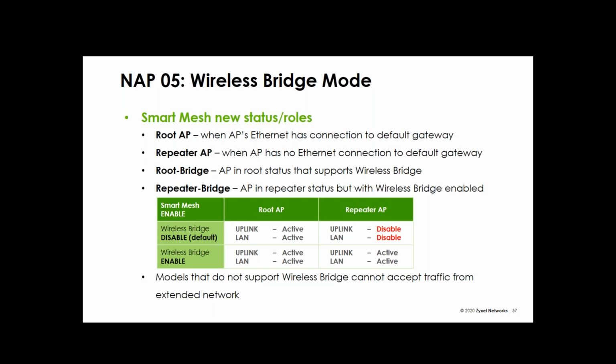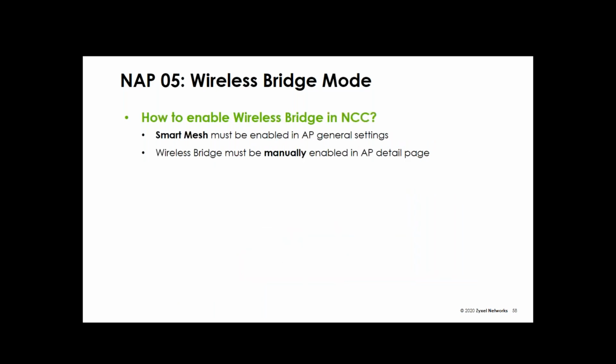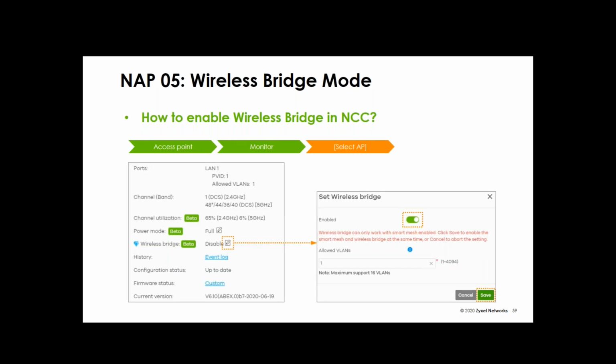I'm going to go forward with this fairly quickly because if you need bridge mode, then you will quietly need to read these slides, and that's why I've put them in basically. So how do you enable it? Basically, you must have Smart Mesh enabled, and wireless bridge mode must be manually enabled in the access point detail page, which is an example of this on this screen. So you'll see on the detail page, wireless bridge disabled or enabled, and you can put a list of the allowed VLANs over it and so on and so forth.